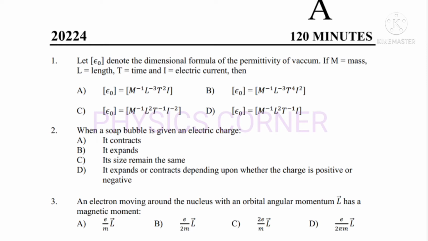First question. Let epsilon 0 denote the dimensional formula of the permittivity of vacuum. If M is mass, L is length, T is time, and I is electric current, then we have to express the dimension of permittivity of vacuum in terms of mass, length, time, and electric current. Okay. So, how will you do that?